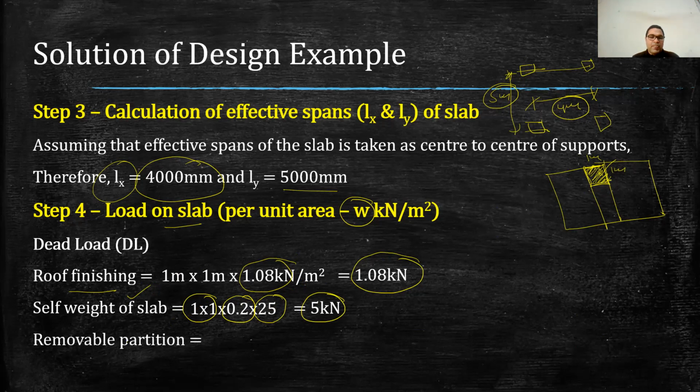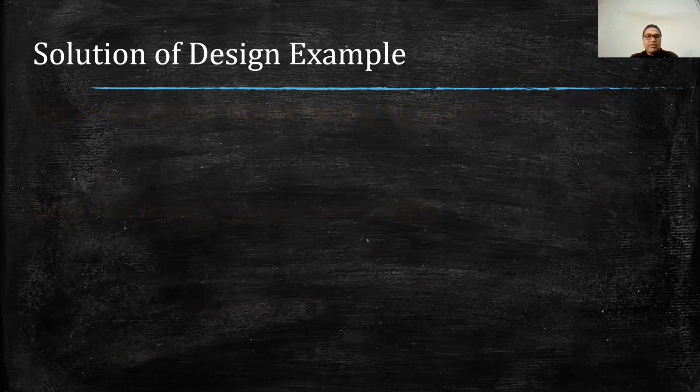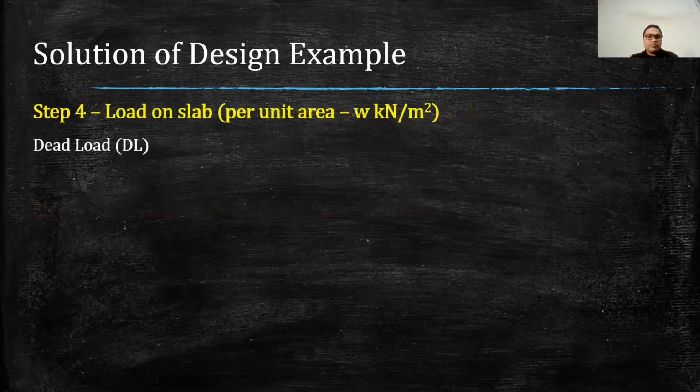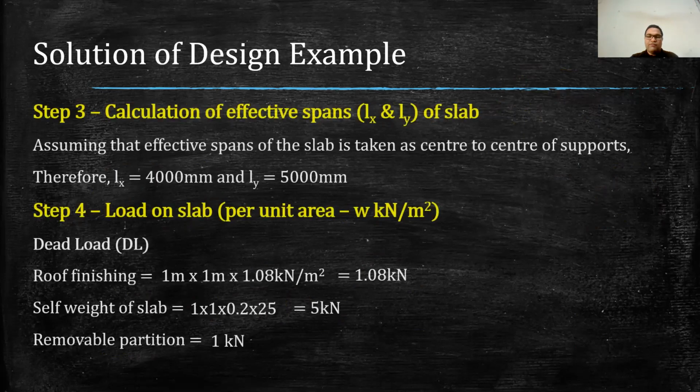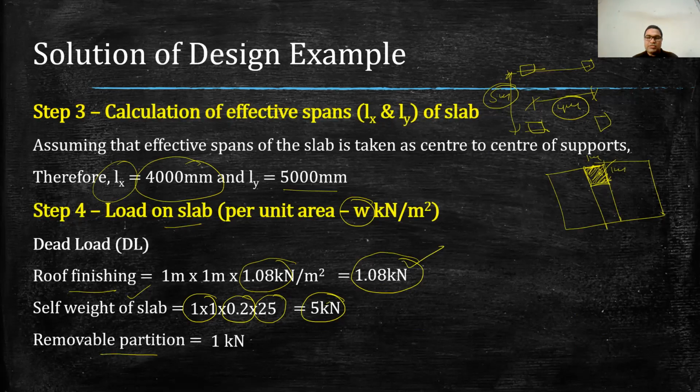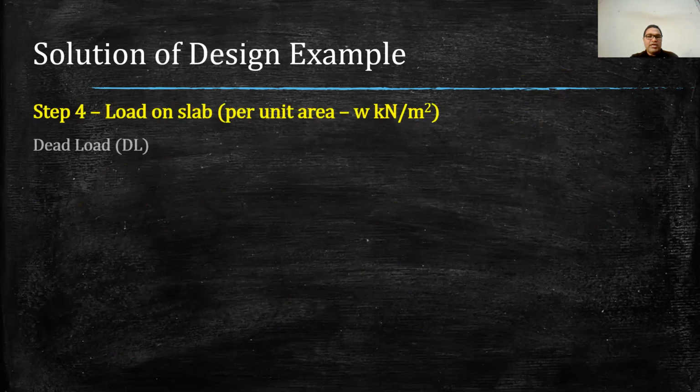Now, after that, removable partition wall load is also provided in our problem. So that load is provided there as 1 kilonewton. So 1 into 1 into 1, that becomes 1 kilonewton. So that is the total dead load for our slab. Yes, so total dead load becomes, if we add this value and this value, this becomes 7.08 kilonewton. So that is the total load. So total load is 7.08.